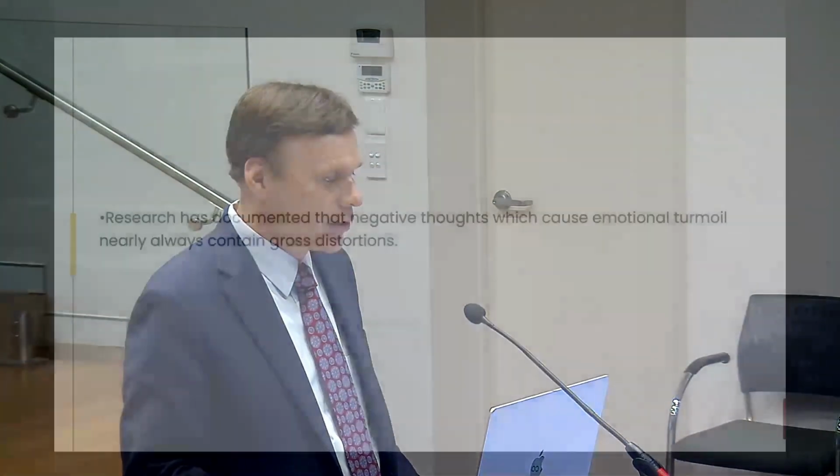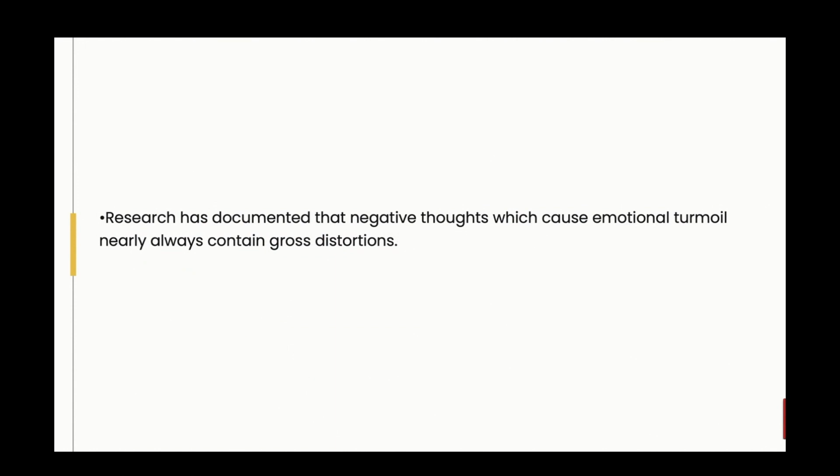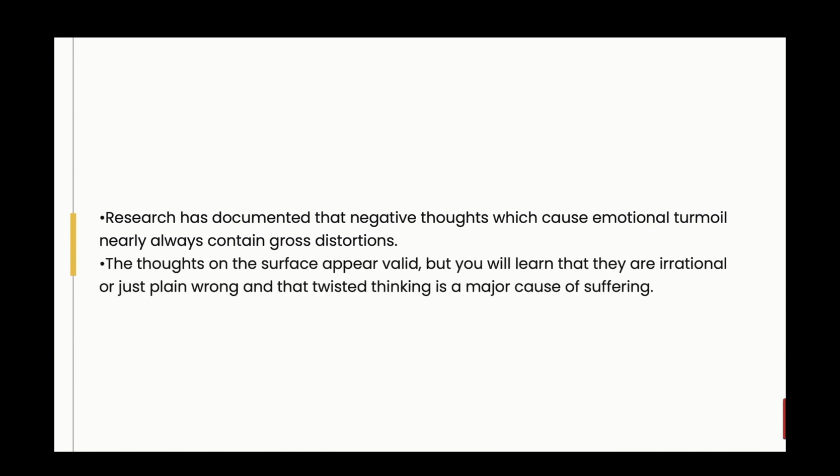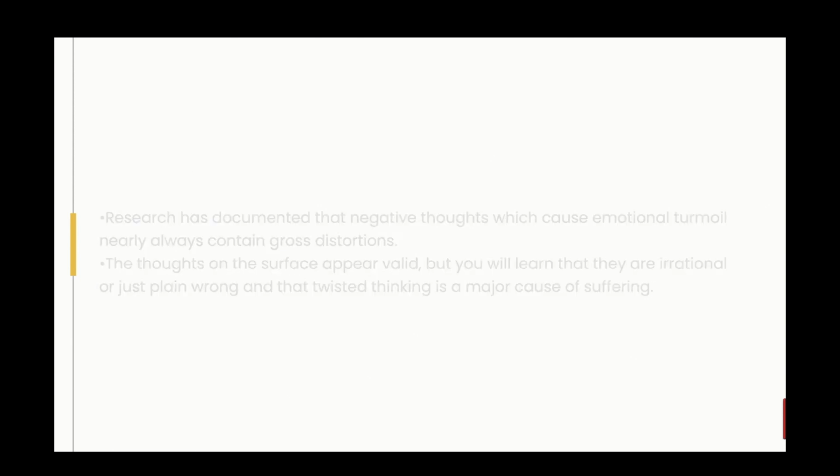And Saul began to suffer from emotional issues. Research has documented that negative thoughts which cause emotional turmoil nearly always contain what? Gross distortions. The thoughts on the surface appear valid, but you will learn that they are irrational or just plain wrong, and that twisted thinking is a major cause of suffering. So Saul, who didn't have mental illness to begin with, began to suffer from it, and it's clear that he had a cognitive distortion called magnification/minimization. What does that mean? He majored in minors and minored in majors.